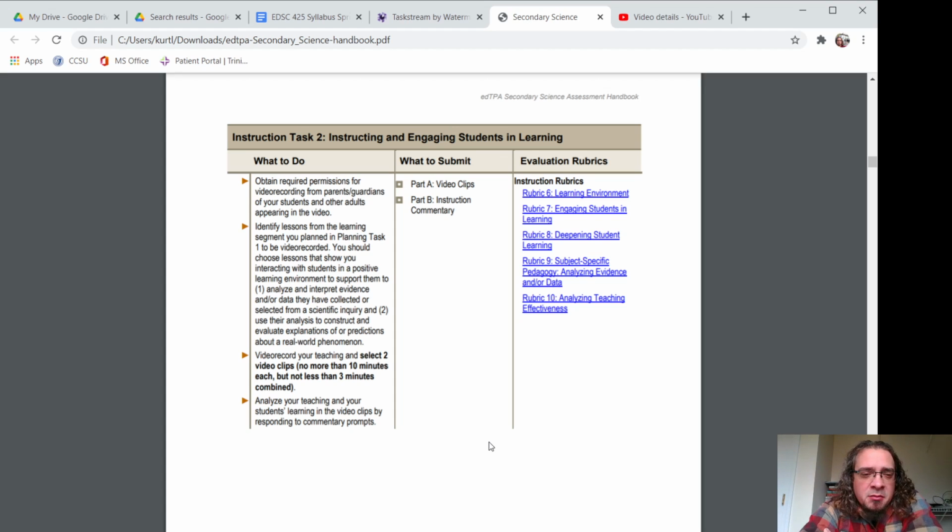Doesn't mean that it's that much easier. So Task 2 is focused on instruction. Task 1 was on planning. This one's focused on instruction. And part of the requirement is having a video recording where you can send in video clips as part of your submission.